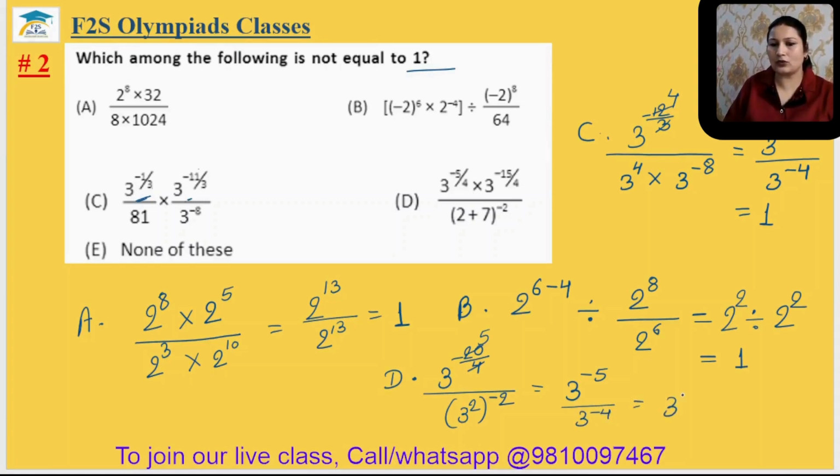Here it is 3 to the power minus 5 and here it will be minus 4, that is your plus 4. So 3 to the power minus 1, this is your 1 by 3, which is not equal to 1. So option D should be the answer. Second answer is option D.